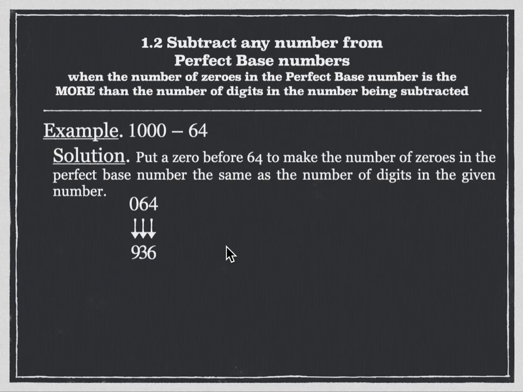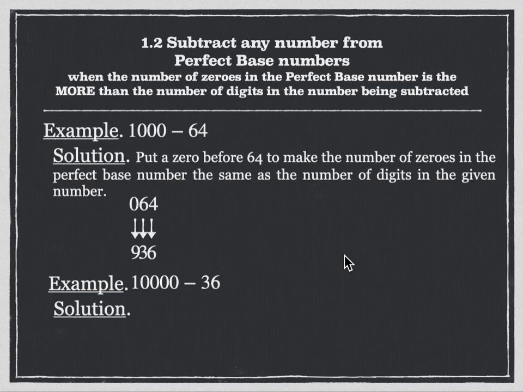Let's give one more example. Let's say we have 10,000 minus 36. Since we have 4 zeros, we're going to imagine 36 to have 2 zeros before it, so we imagine 0036. Making use of all from 9 and the last from 10, we have 996, and then the last number 4. So 10,000 minus 36 is 9,964.